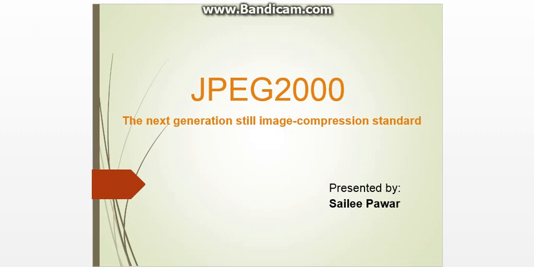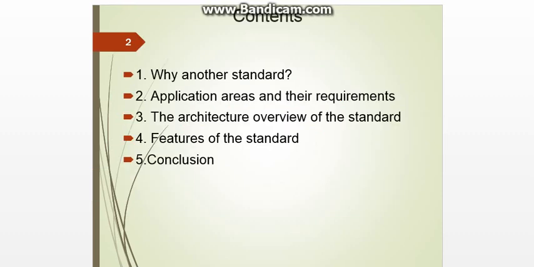Hi everyone, I am Sailee Pawar and my presentation topic is JPEG 2000, which is a still image compression standard. Here we are going to discuss why there is a need for another standard, though JPEG is available as a still image compression standard. What are the application areas and their requirements? What is the architecture overview of this standard, features of the standard, and then conclusion.